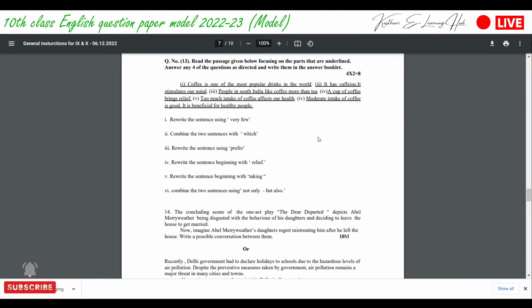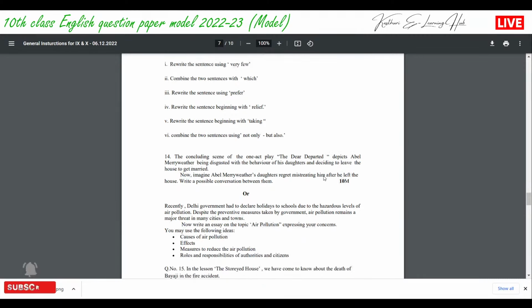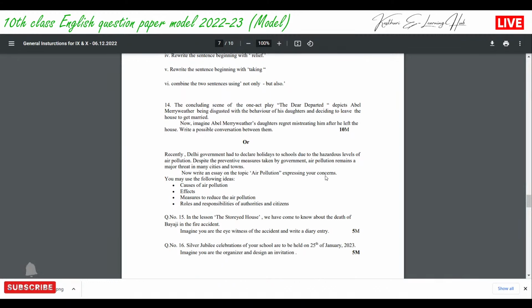We move to the next one, that is the creative writing. Major discourses. We all know major discourses, all those from textbook one, are under group A, right? Here the concluding scene of one act play, The Dear Departed, depicts Abel Merriweather being disgusted with the behavior of his daughters and deciding to leave the house to get married. Now imagine Abel Merriweather's daughters regret mistreating him after he left the house. Write a possible conversation between them.